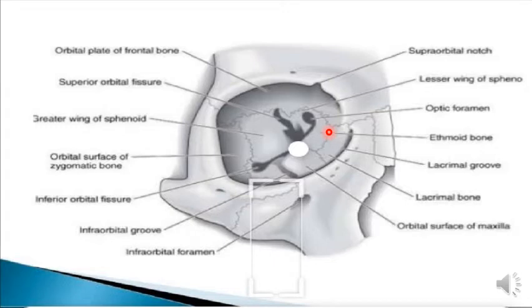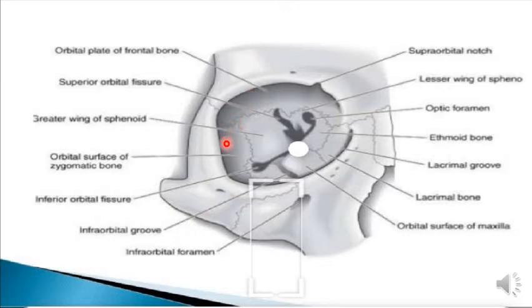Coming to the roof, it is made up of the frontal bone anteriorly and the lesser wing of the sphenoid posteriorly. Here the frontoethmoid suture is important because while doing surgeries, dissection beyond this level leads to exposure of the dura of the frontal lobe and leads to CSF leakage. Superolaterally, it consists of a fossa for the lacrimal gland. So any infections of the lacrimal gland like dacryoadenitis or neoplasms like pleomorphic adenoma push the globe downwards and inwards.